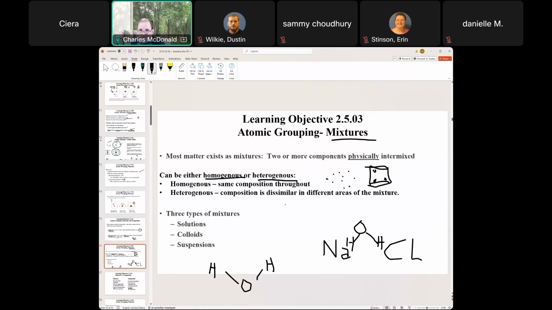Heterogeneous is when you put something in there and it doesn't mix evenly. It just basically falls to the bottom. If you tried to take sugar and put it in a glass of cold water, I mean, you could stir it and it would be swirling around, but sooner or later, all that sugar is going to wind up on the bottom of that glass. That's heterogeneous.